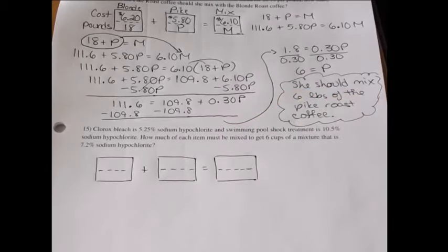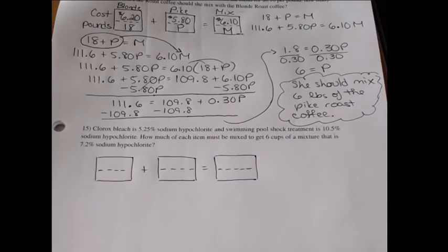And now let's read the problem. Clorox bleach is 5.25% sodium hypochlorite, and swimming pool shock treatment is 10.5% sodium hypochlorite. How much of each item must be mixed to get 6 cups of a mixture that is 7.2% sodium hypochlorite?